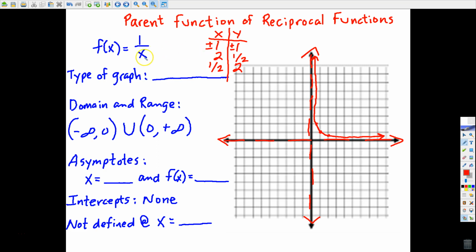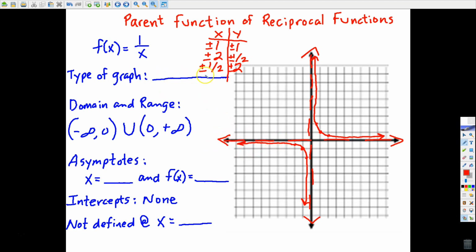because now I'm going to input -1, and that gives me an output of -1. I'm going to input also -2, and that gives me an output of -1/2. And if I input -1/2, I'm going to get an output of -2. And now this is the complete graph. So make sure you're careful when you draw this reciprocal function that you include both branches.